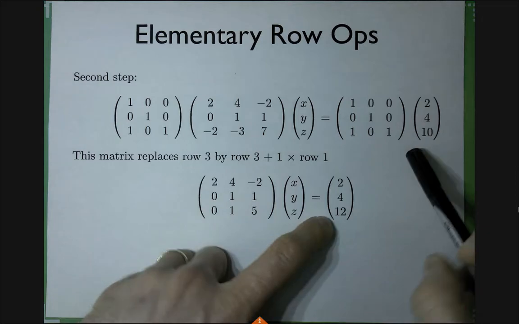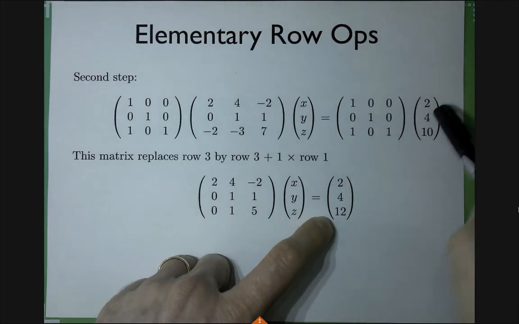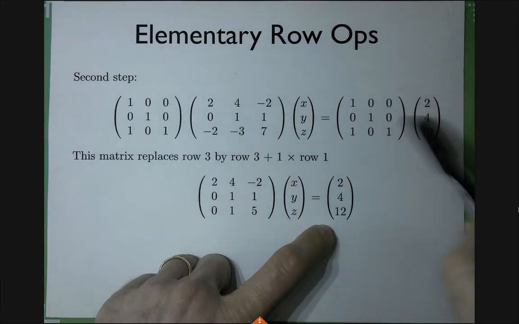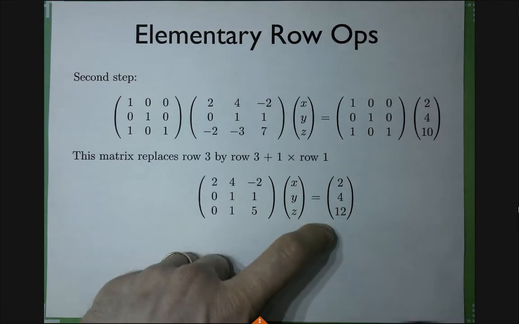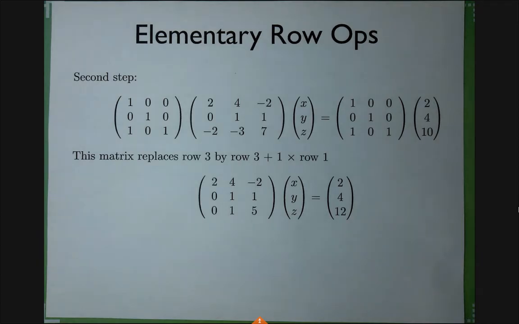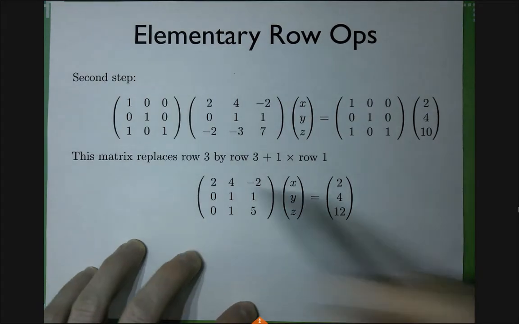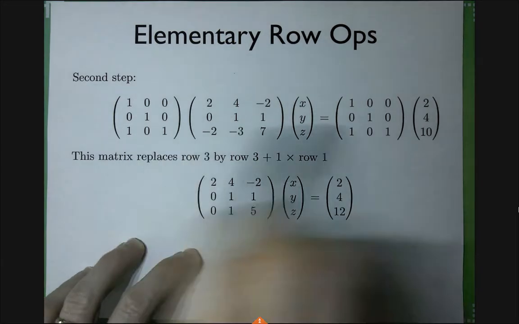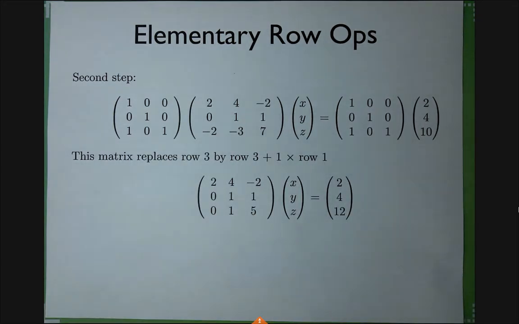Same thing goes on the right-hand side. The first value gets copied, second value gets copied, and the last value, that's 2 plus 10, that's 12. So the sum of the first and the third one, okay? I'm doing the same Gaussian elimination as I showed you before in the system of equations, but this time I'm doing it by multiplying by specially formed matrices, by the elementary row operation matrices.